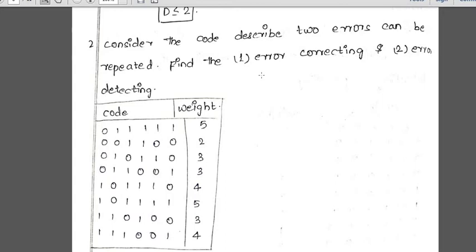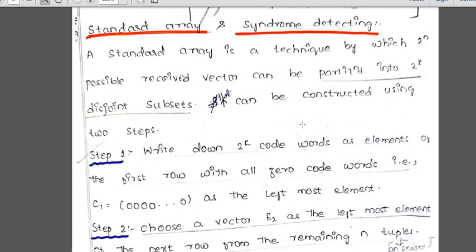Now I am moving to the next part of the class that is very important for your long answer questions in the exam: the standard array or syndrome detecting, a very important part. So please listen very carefully. What is standard array and syndrome detecting? It is nothing but finding the actual error. I am telling the definition, please make a note. It is used in error control coding to detect as well as to correct the errors in the particular code.